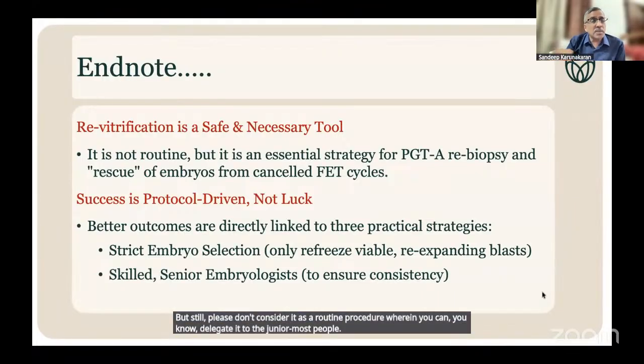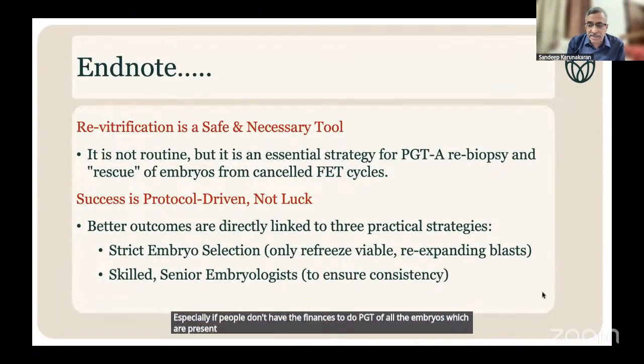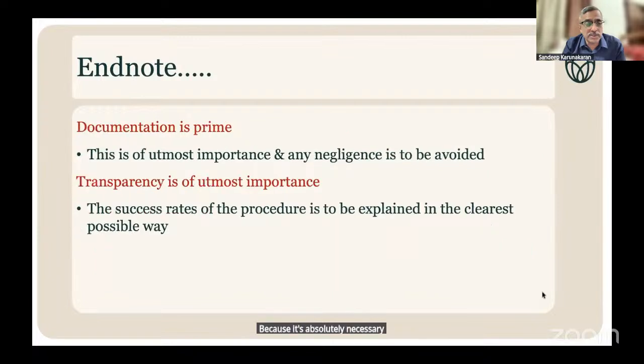It will slowly become an essential part of PGT-A, especially if people don't have the finances to do PGT of all the embryos present the first time. They could freeze now and do a thaw, biopsy and vitrify later. And remember that in revitrification or complicated procedures, it is not luck that matters. It is protocol which actually gives you success. So use strict embryo selection and use the senior most embryologist. I have to revisit these points again and again because it's absolutely necessary to put it across.